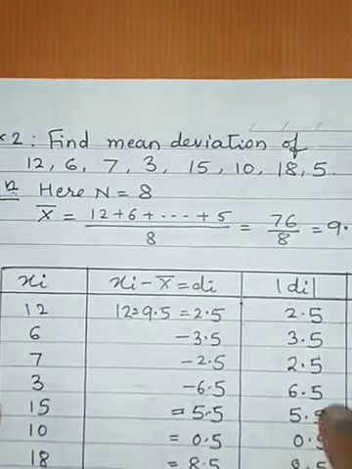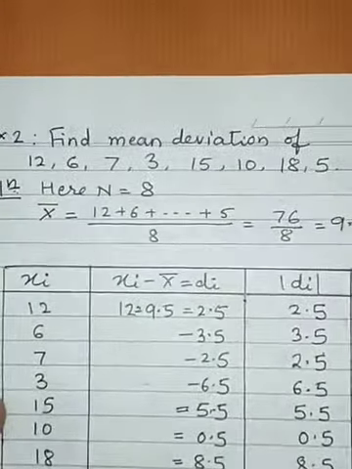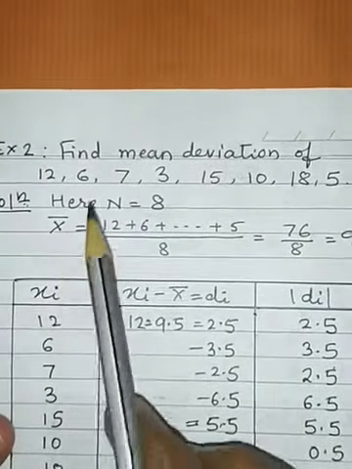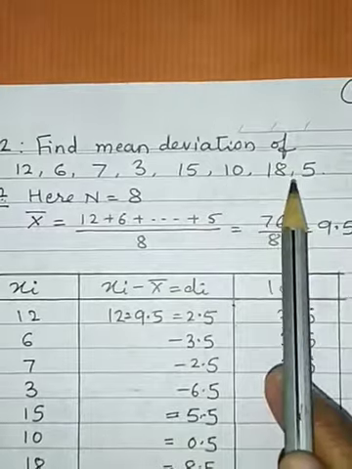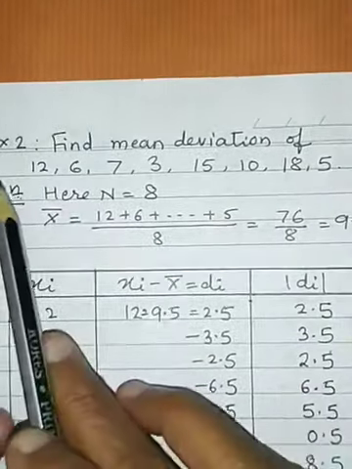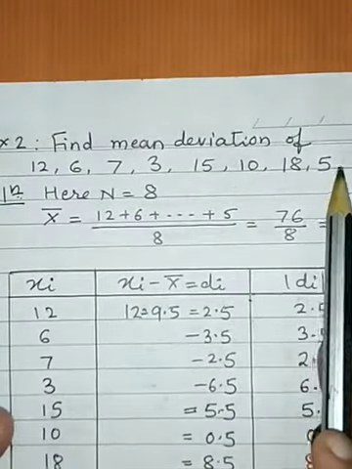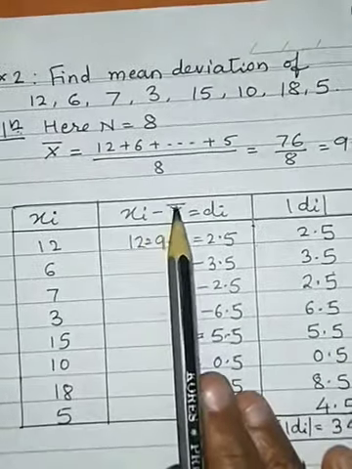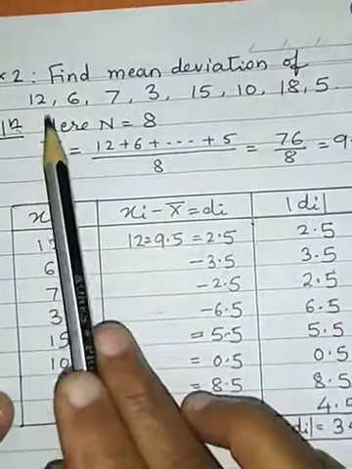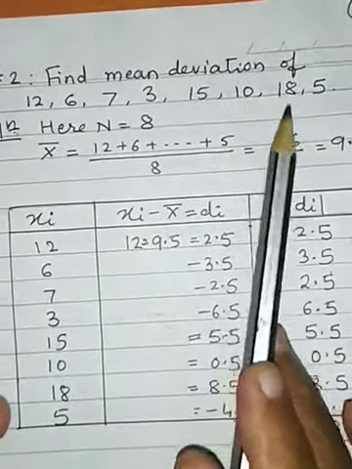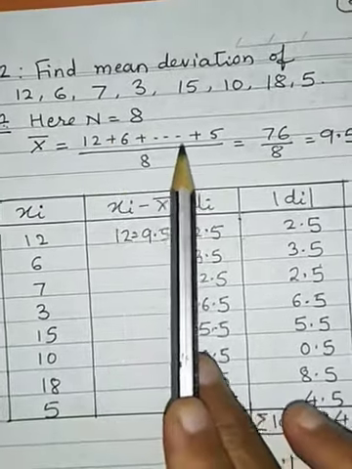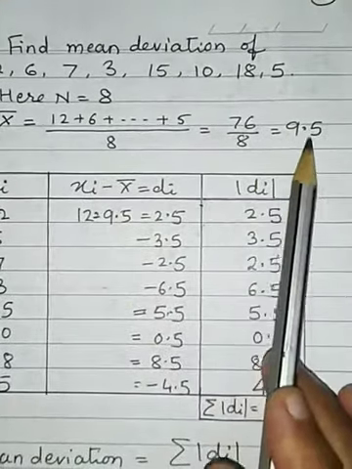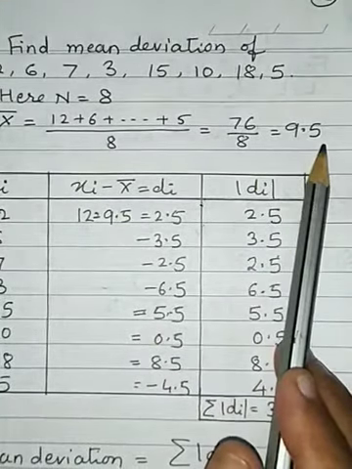Another example, find the mean deviation of 12, 6, 7, 3, 15, 10, 18, 5. These are actually 8 numbers, so here n is equal to 8. Let us find out x bar. Add these numbers, 12 plus 6 plus up to 5, divided by 8. That comes to be 9.5.